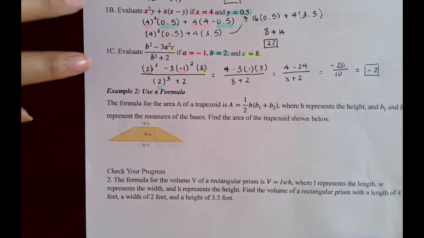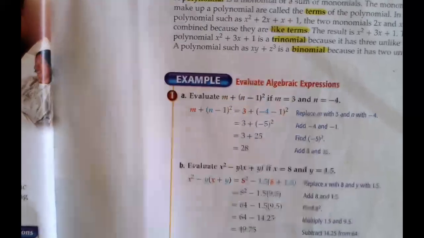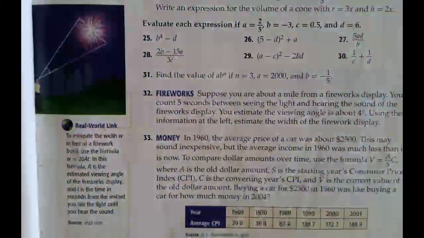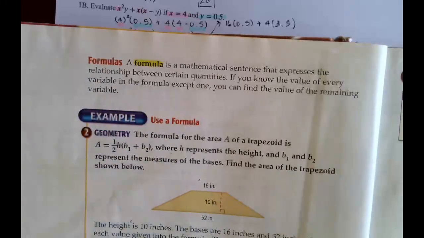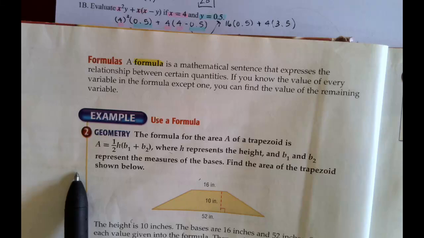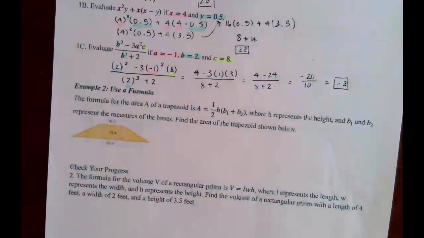Okay, so the next part is example 2, which is using a formula. If you follow along in the book, I just finished example 1. We did your check your progress for 1A, 1B, 1C. Next you would see the definition for formula. You would write the definition, write an example of a formula or whatever the example question asks. And now we're moving on to example 2, and then we'll do our check your progress for number 2.